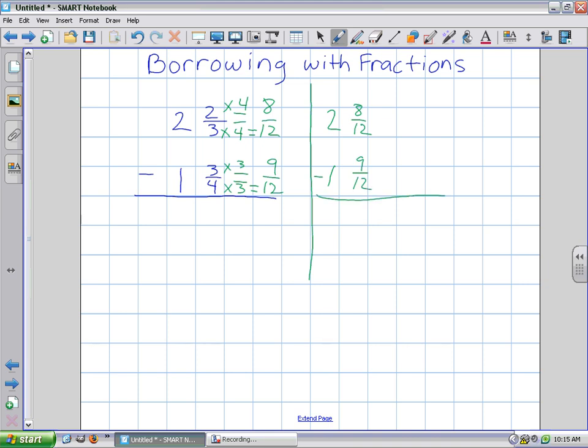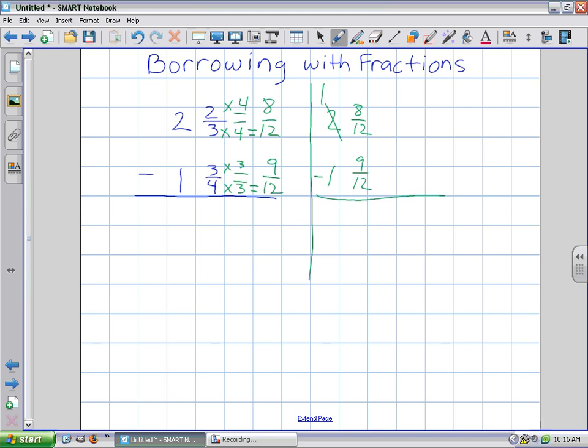So right away we notice that you can't subtract 9 from 8, so I'm going to need to borrow from the 2. But when I borrow, I'm not just borrowing 1 because we're talking in terms of fractions. That 1 is actually, and I look at what is my new denominator, it's 12. So 1 whole is the same as 12/12.